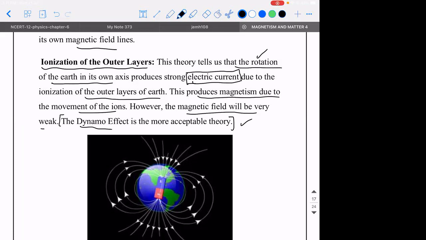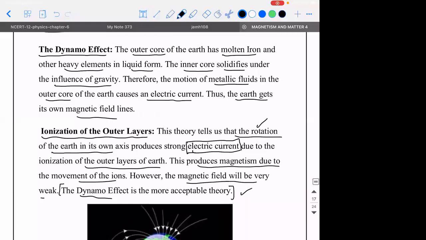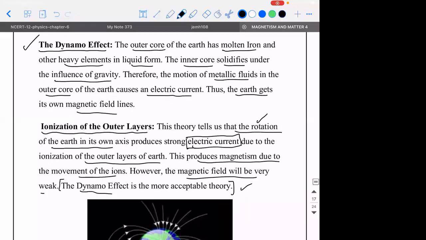Okay. So based on the value of the field, if you observe the Earth's magnetic field at different locations in real time, it will be in terms of a few Gauss. So the more accepted theory is this dynamo effect. Okay, so have this in your mind, and don't worry, nobody is going to ask you what is the reason behind the Earth's magnetism. Nobody will ask you, because the theory itself is not clear. It is only for your knowledge.